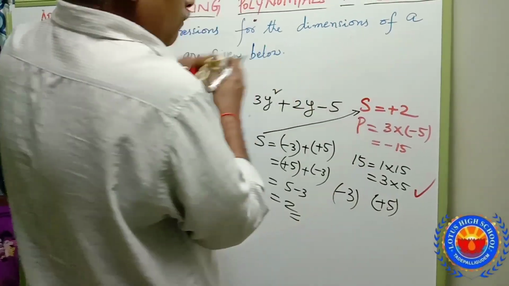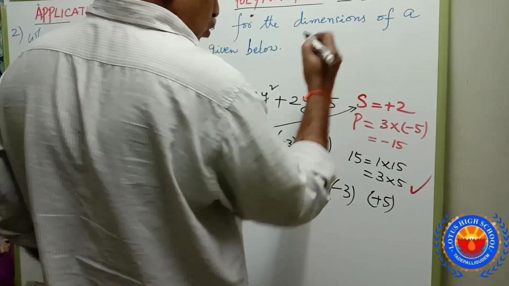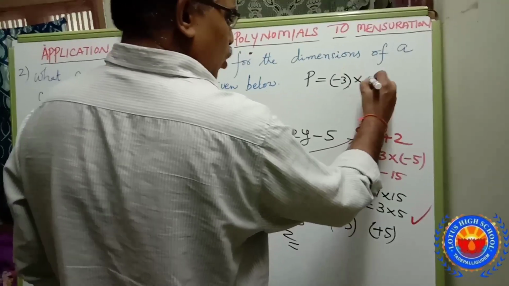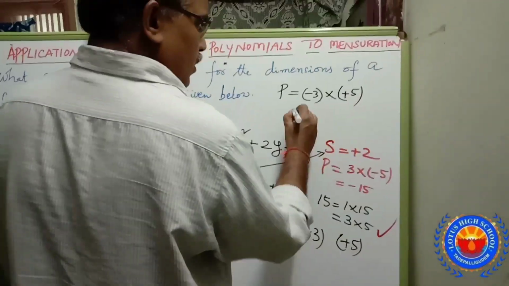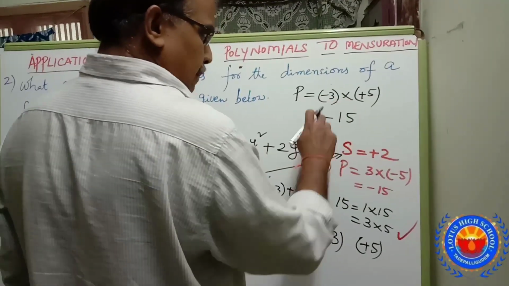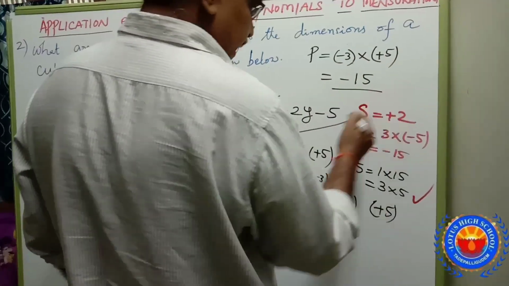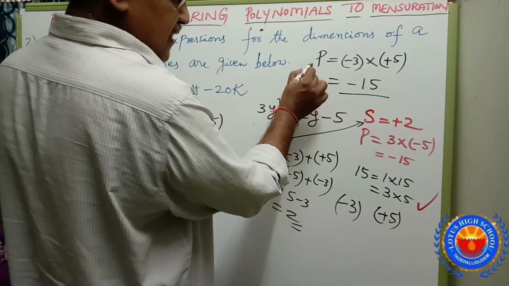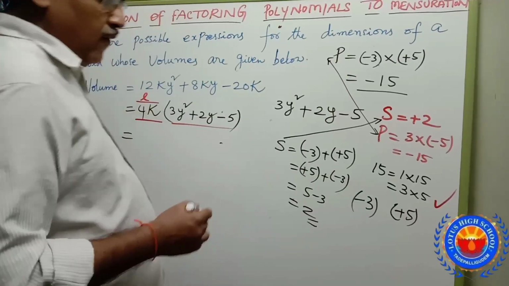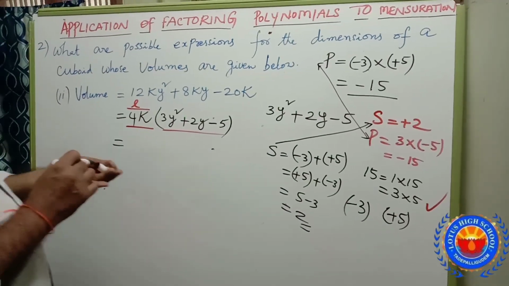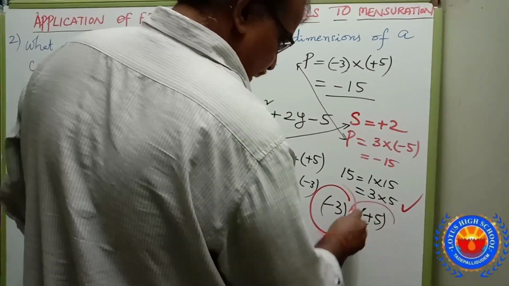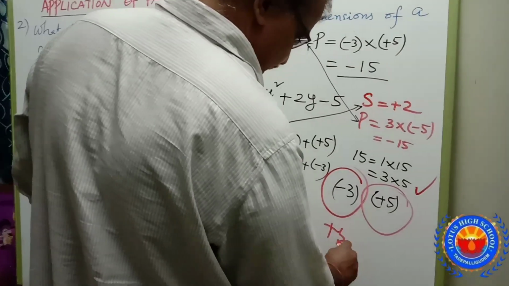Here I will explain. The product is minus 3 into plus 5. 3 5s are 15, you know very well. Minus into plus is minus, so minus 15. Yes, here the product is minus 15, and here also the product is minus 15. So finally my numbers are minus 3 and plus 5, or plus 5 and minus 3. Both are correct. Both are the same.